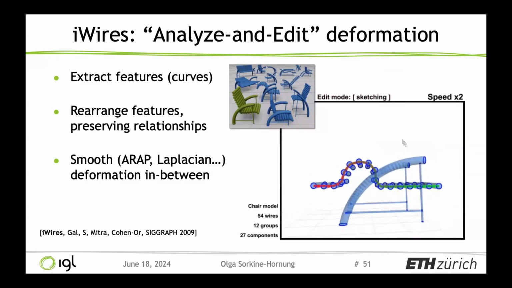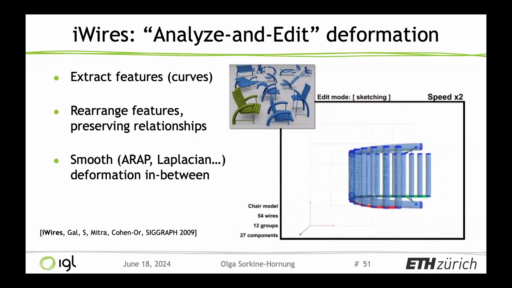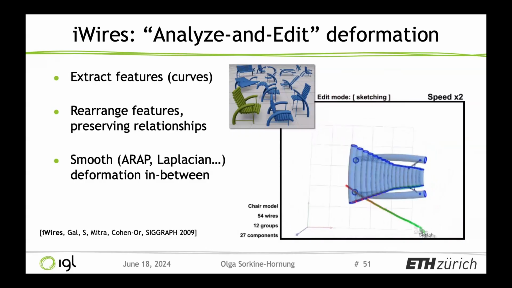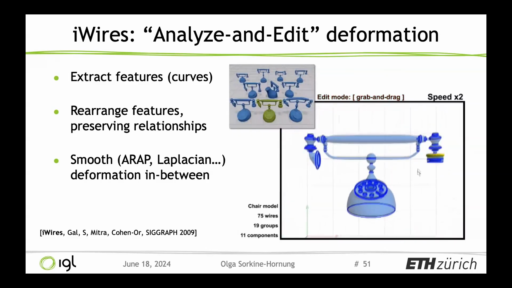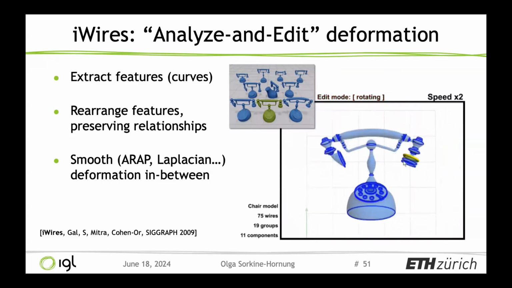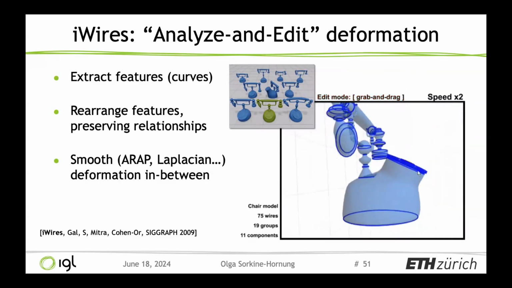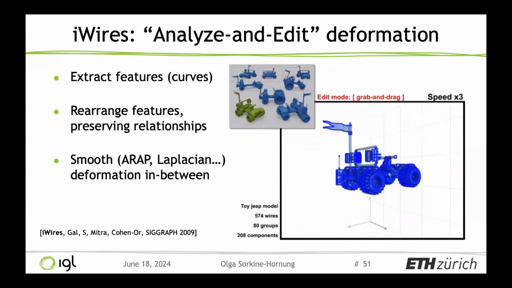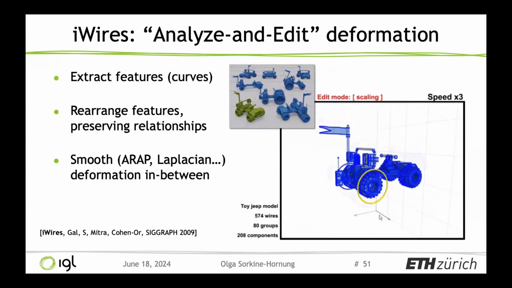We analyze these curves and decide which class they belong to, such as circles, ellipses, quadratic curves. Are they planar or non-planar, and so on. We also look at the relationships between different features, such as symmetry, coplanarity, parallelism, and so on. And then when the user prompts some editing action, we first rearrange the features and then deform the surface in between using some very simple thing like ARAP or indeed even naive Laplacian editing would work, because the in-between surfaces are just smooth, nothing interesting is happening there.